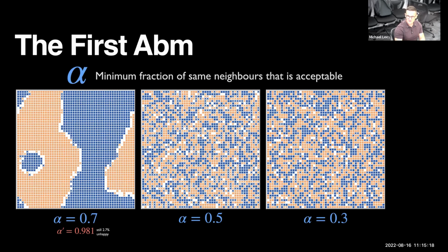And then you go to 0.5, right? This means I'm happy as long as at least half my neighbors are the same as me. So I often ask this question: what level do you think is intolerance?